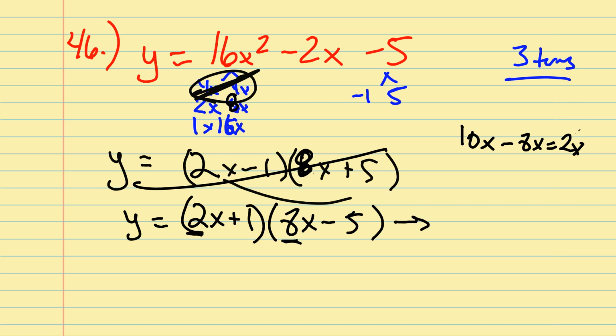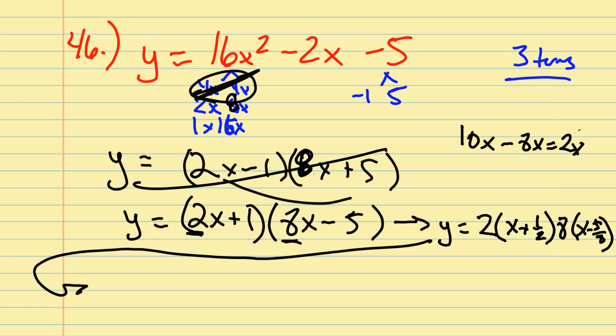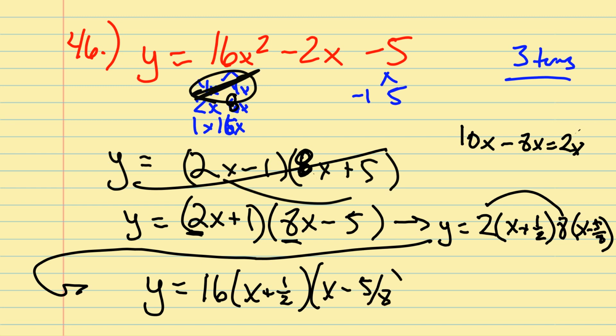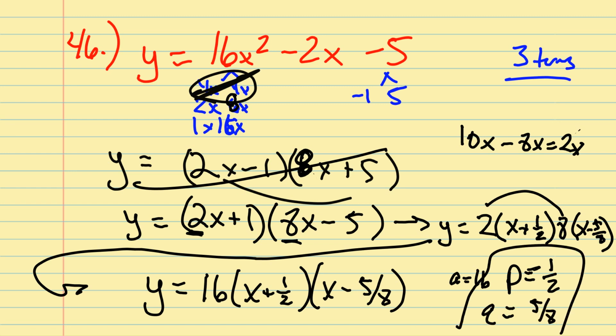Now, I can't have a number in front of the x. So I'm going to kick those out. So I'm going to say y equals 2. 2 leaves. So now I'm going to have x plus 1/2. Now 8 leaves. I have x minus 5/8. So my final answer is going to be y equals, I have to multiply 2 times 8 to get 16, x plus 1/2, x minus 5/8. So my a is 16, my p is negative 1/2, and my q is positive 5/8. And those are my answers.